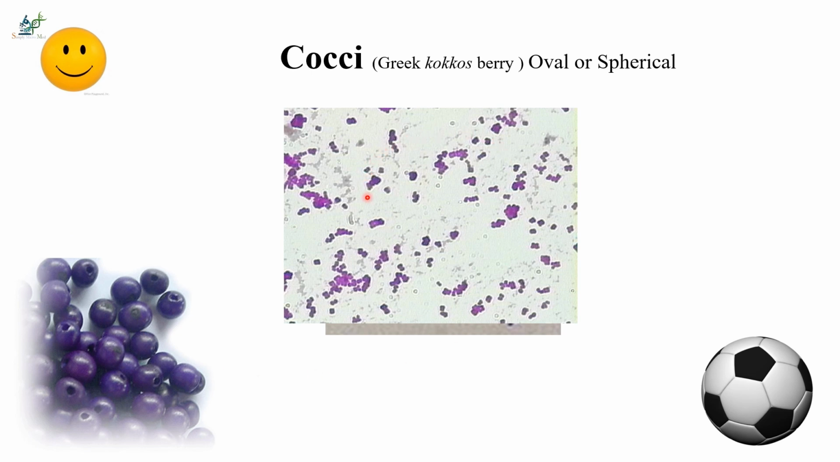In this picture, you can see the spherical shaped bacteria. This is the gram stain picture of Staphylococcus. The cocci are arranged in a cluster, and here you can see some single cocci also in this gram stain smear.